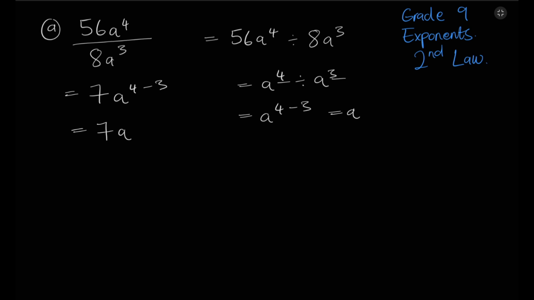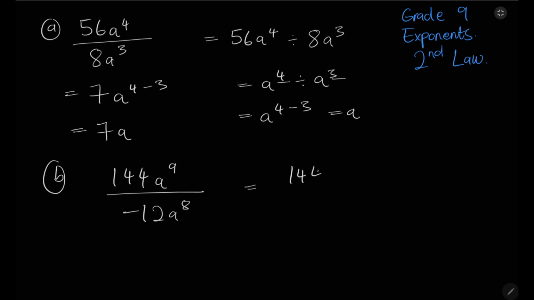This will be very easy when it's time to solve. Let's try 144a to the power 9 divided by negative 12a to the power 8. If this looks a bit intimidating, you can just write this as 144a to the power 9 divided by negative 12. You can put this in a bracket, a to the power 8.